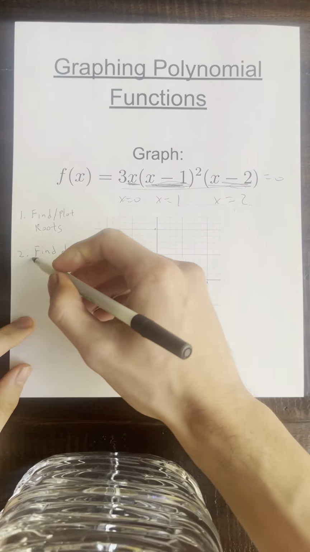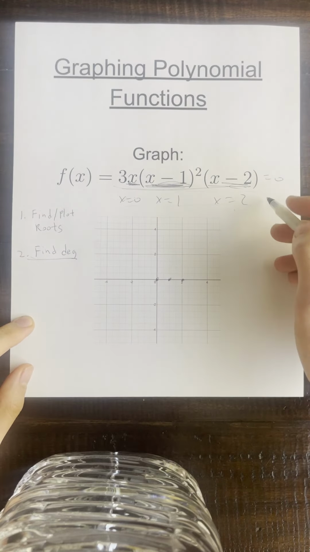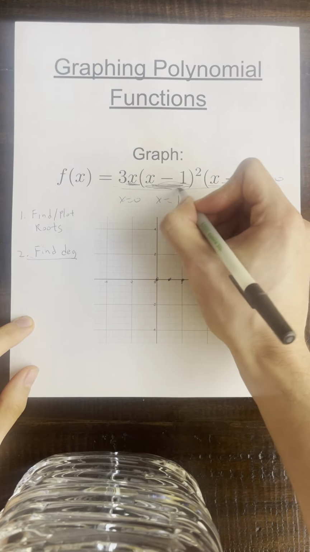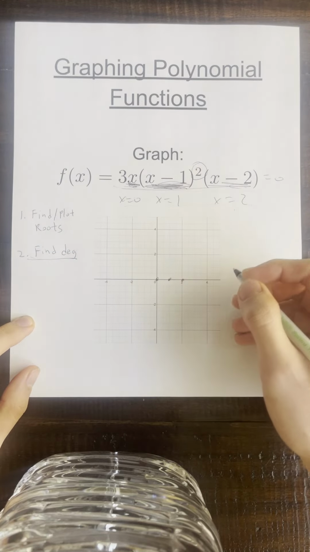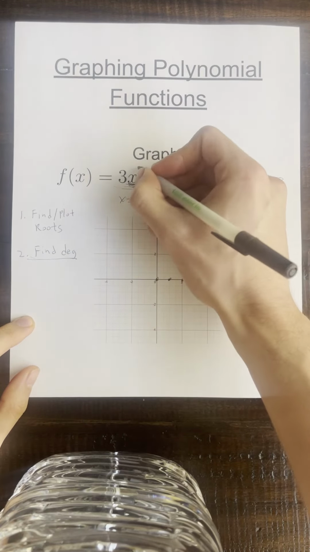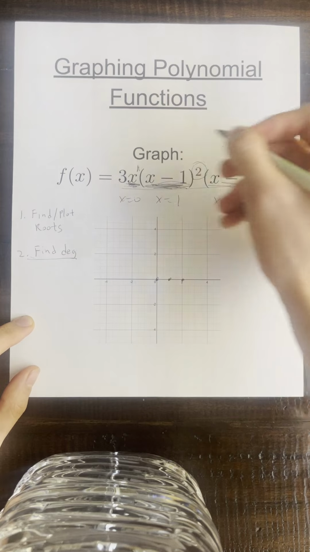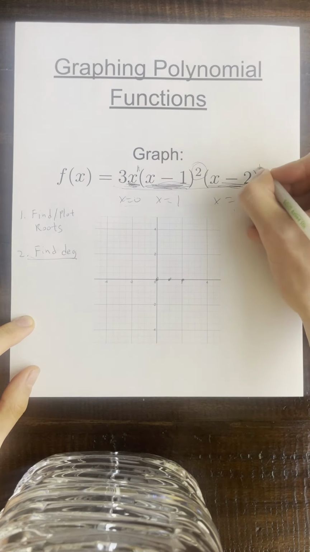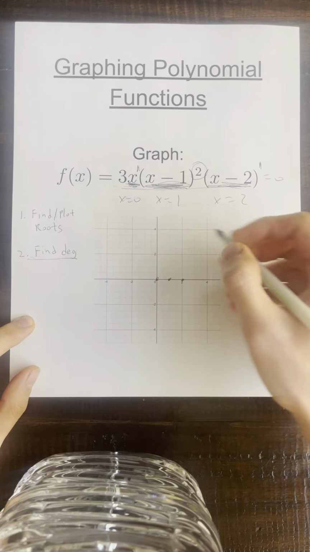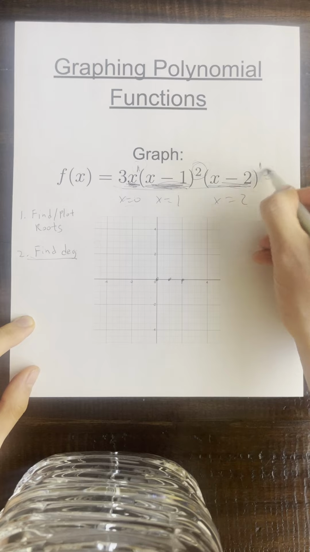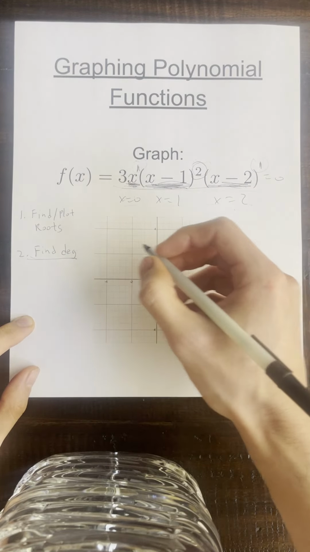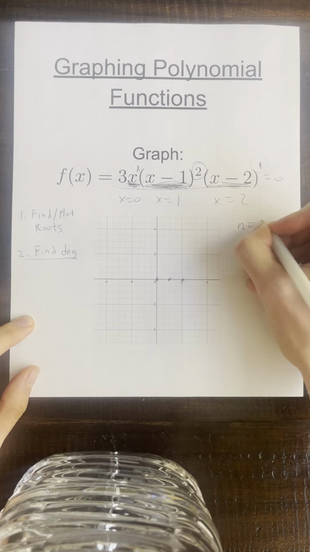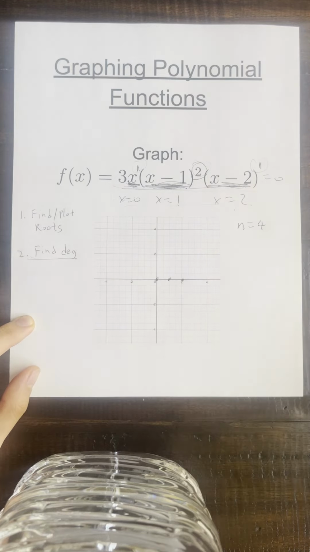Our next step would be to find the degree of the polynomial. So you can see here, x minus 1 has a multiplicity of 2. How about x? Wherever there's no exponent, I'm just going to put a 1. So x has a multiplicity of 1, x minus 2 has a multiplicity of 1. And what we're going to do is add these exponents. So 1 plus 2 plus 1 is how much? It's going to be 4. So I'm just going to write n is equal to 4, and that's the degree.